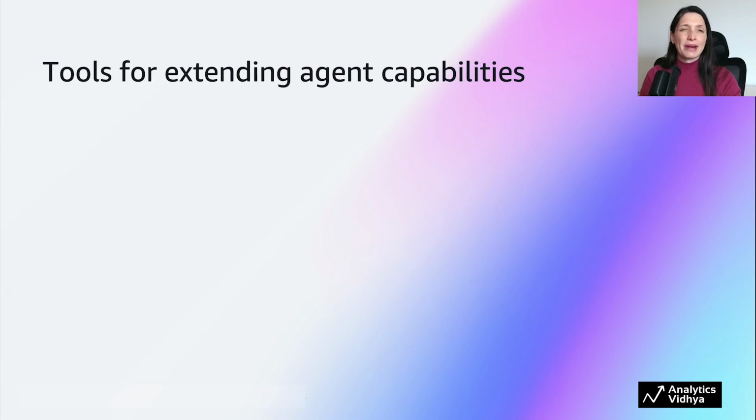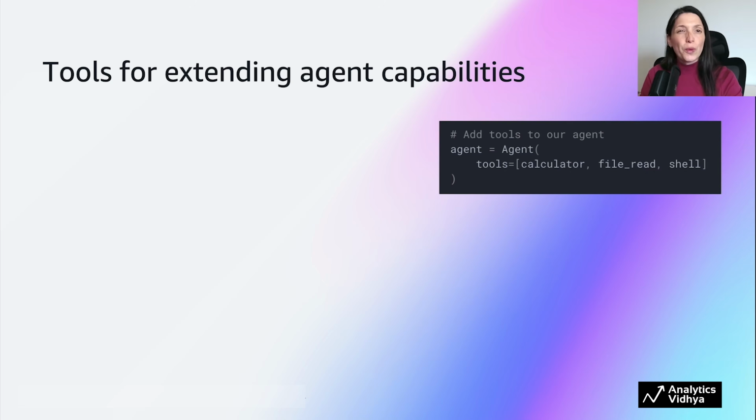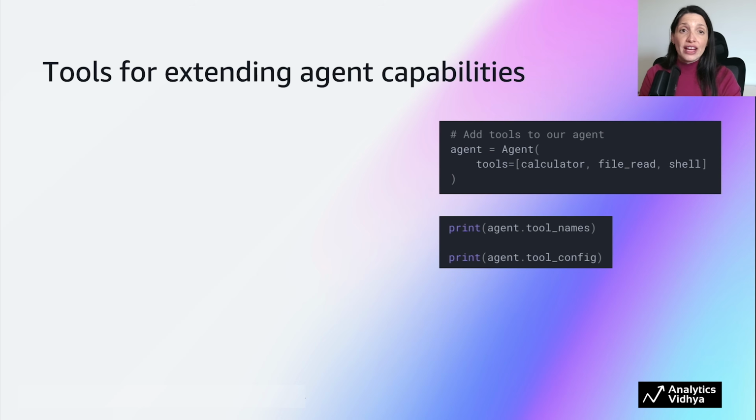Tools are the primary mechanism for extending agent capabilities, enabling them to perform actions beyond simple text generation. Agents know the tools when we create them, making tools available for use through the agent's lifecycle. Once the tool is loaded, the agent can use these tools in response to user requests. We can see which tools are available in our agent with agent.tool_names, and we can see the tool description and input parameters with agent.tool_config.